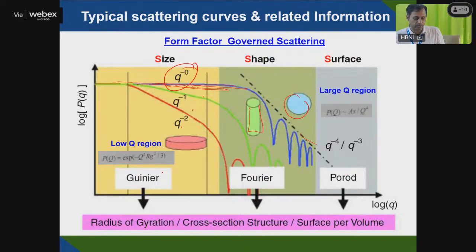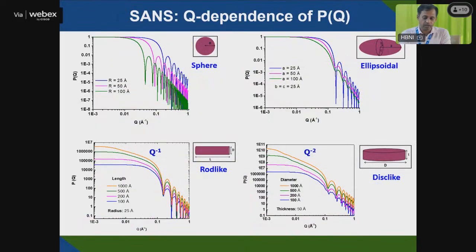So there are 3 regions: the Guinier region, the Fourier region, and the Porod region. In the Guinier region you will get the size effect, and in the Fourier region you will get the shape, depending upon Q to the power minus 1, minus 2, or minus 0, and in the low Q region you will get the surface area information. You can see here that in the spherical case, Q to the power 0 will be fitted to this, and Q to the power minus 1 here in this case.